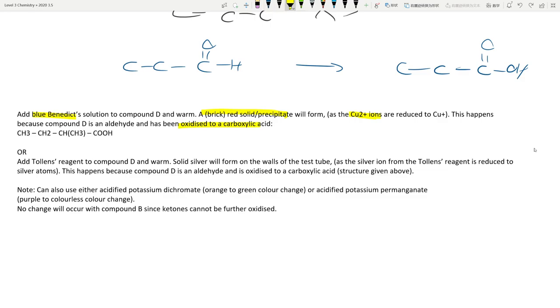So it's quite straightforward. Now you see what it says here. You can also use either acidified dichromate or potassium permanganate. Now I personally don't want to use those because those two tend to be really strong oxidants.